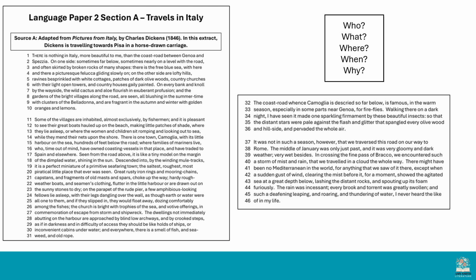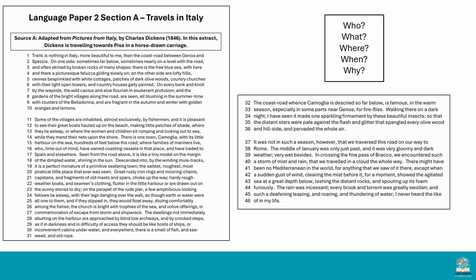So let's think about the 5 W's and apply them to this first paragraph. Well, the who, we know this is by Charles Dickens. It's in the first person. So in that first sentence, there is nothing in Italy more beautiful to me than the coast road. So we can kind of gather that it's a non-fiction text. So Dickens is probably the narrator. What is he doing? Well, he's travelling on the coast road between Genoa and Spezia. Again, sorry for my pronunciation if I've said that wrong. And he's looking out at the landscape. Where is this landscape? It's in Italy.